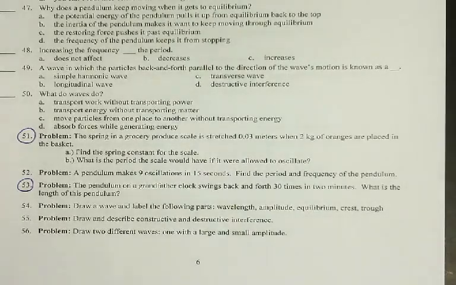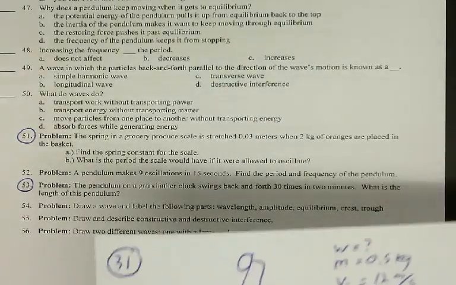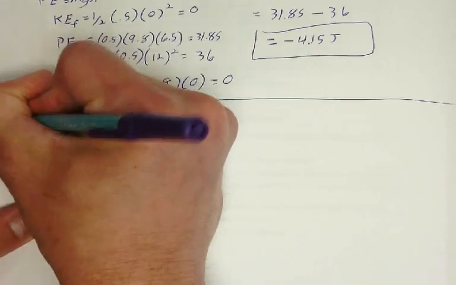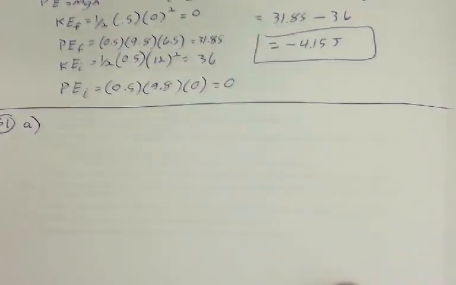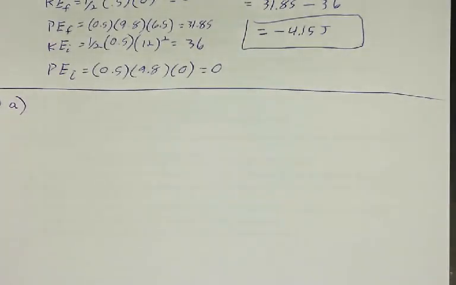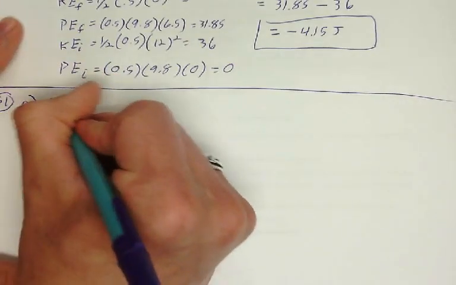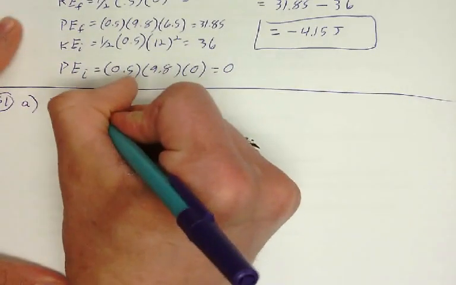Okay. So we're trying to figure out the spring constant, and we're trying to figure out the period. So this is 51. We'll do A first, obviously. Okay. So first thing to do is to kind of just show you what's going on, because I think it's kind of a little tricky sometimes.